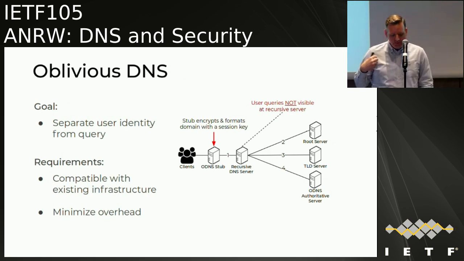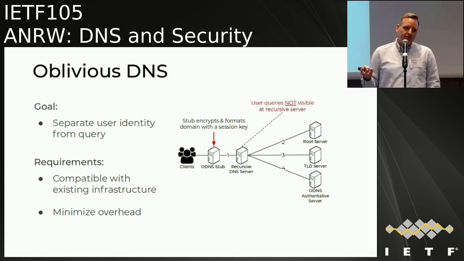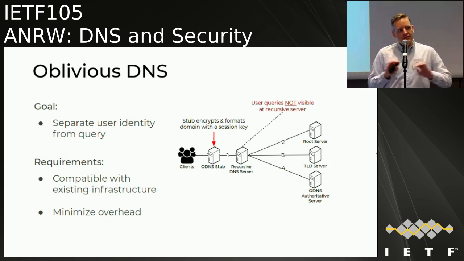And so what we've done is we've designed the system that we call Oblivious DNS, which essentially separates the user identity from the queries at the recursive resolver. We built this with requirements that we had to be compatible with existing infrastructure. It's very hard to change DNS software on authoritatives or at recursive servers. It's a really old ecosystem. It's just not simple to sort of throw things out and build a new protocol altogether. We also had to minimize overhead because DNS underpins basically all web traffic.